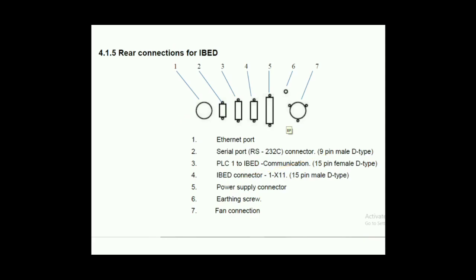Now moving to the rear connections for the IBED. That means the connections for your PLC programming and all. You have to follow these rules. Number 1 is for the Ethernet port, this is called the Ethernet port. Number 2 is for the serial port, RS232C connector, and this is just a male D type. I will show you more details about that later on. Now PLC1 IBED for third communication, this is a female D type. Number 4 is for the IBED connector, and number 5 is for the power supply connector.